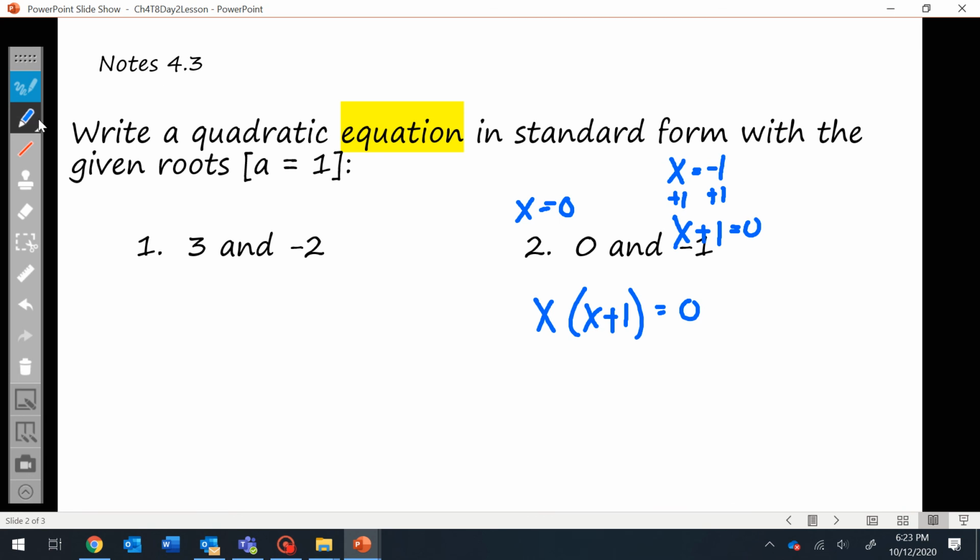Well, I need this in standard form, so I need to use the distributive property. So you got x squared plus x equals 0, and that would have the factors 0 and negative 1. That would have the solutions 0 and negative 1. So this is in standard form, and it has the solutions 0 and negative 1.